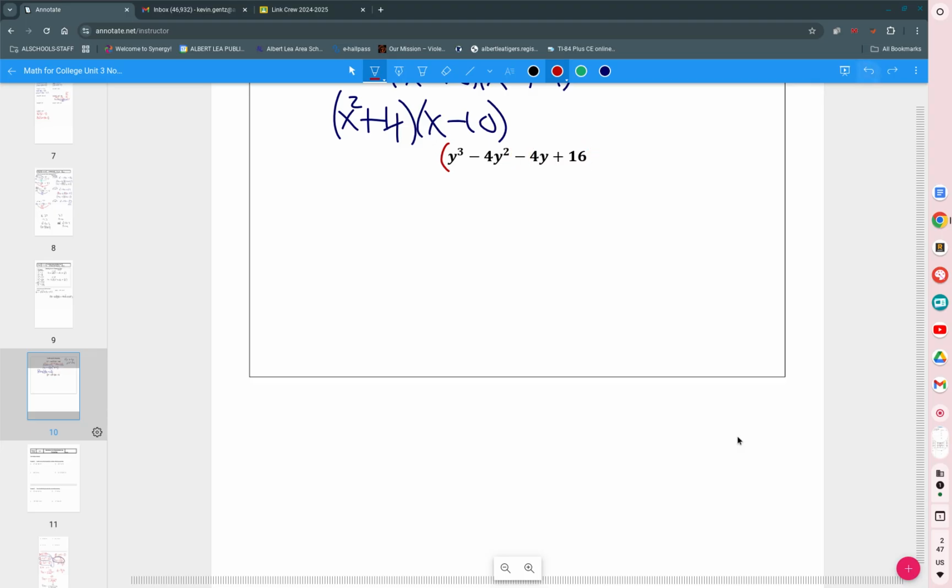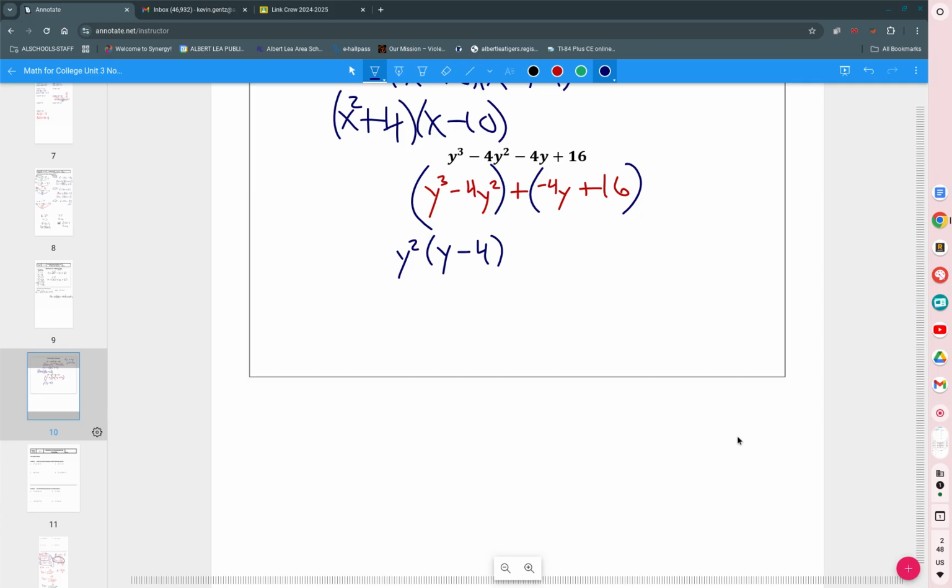So instead, here's what I do. I just rewrite the problem to be y cubed minus 4y squared, and instead of a subtraction sign, I use addition: plus a negative 4y plus a 16. That one little trick allows me to do this properly. Parenthesis, parenthesis to group the first two terms, and then parenthesis, parenthesis to group the last two terms. What's the common factor you can take out of the first set? And when I do, I'm left with y minus 4.